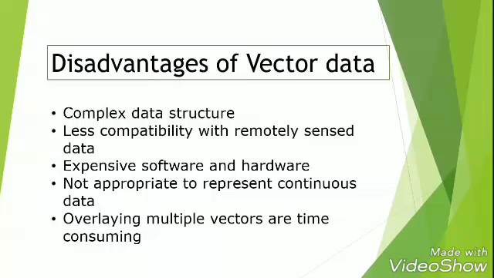The next one is expensive software and hardware. And it is not appropriate to represent continuous data. Continuous data is better represented through raster data because throughout the cells we can show the gradation in value, whereas in vector data it is better to show discrete data. The last one is that overlaying multiple vectors is time consuming. That's it. Over to the next slide.